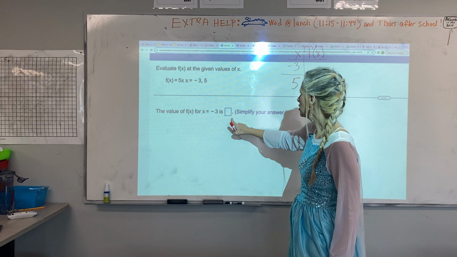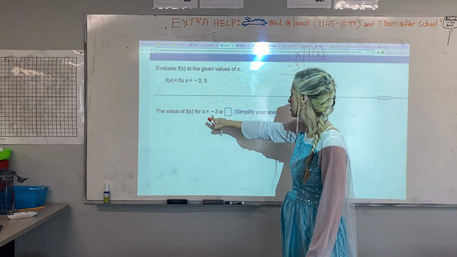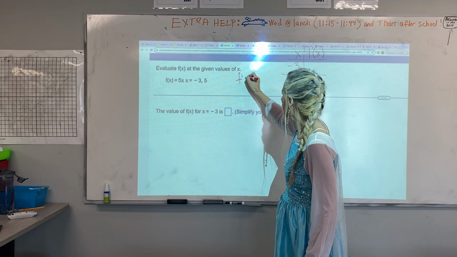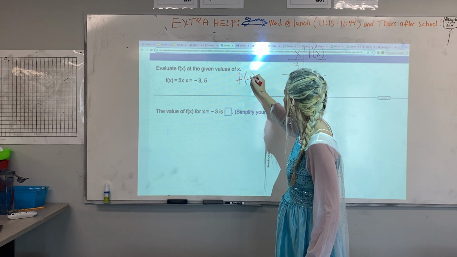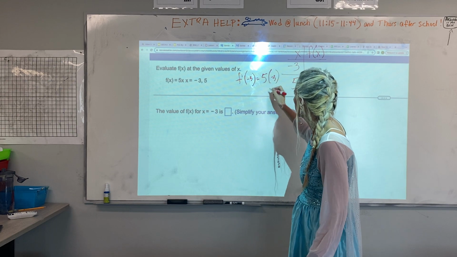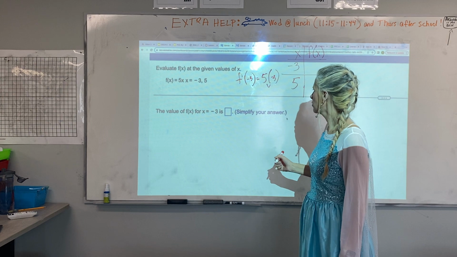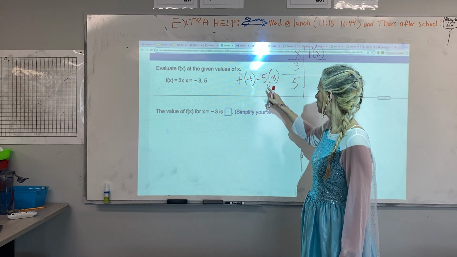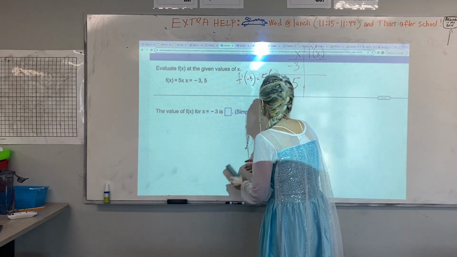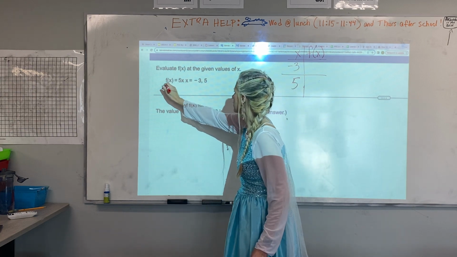So the first thing we're going to do is f of x equals 5x, but we're going to plug in our -3. F of -3 equals 5 times -3. What's 5 times -3? Wait, so we have to multiply them? We're trying to make what? Okay, let me start it again, okay? Sorry. It's okay. This is our function.